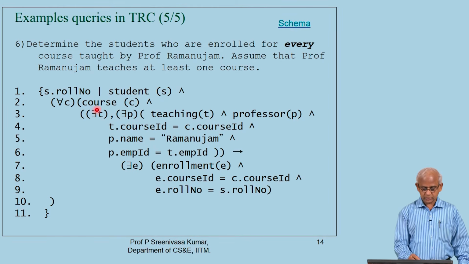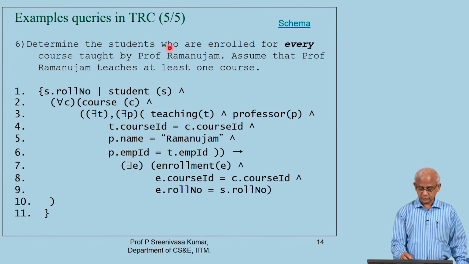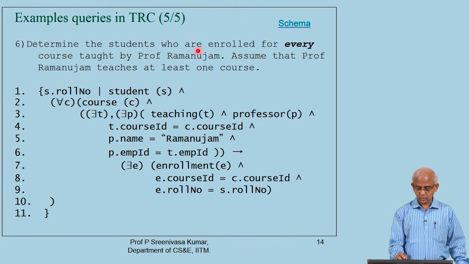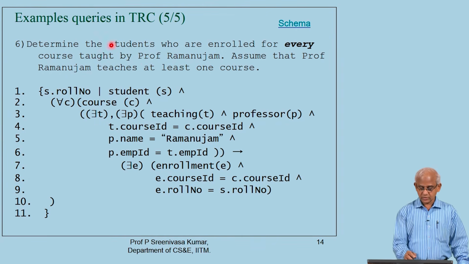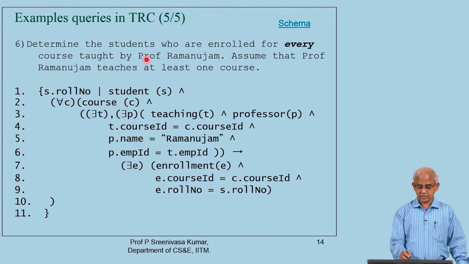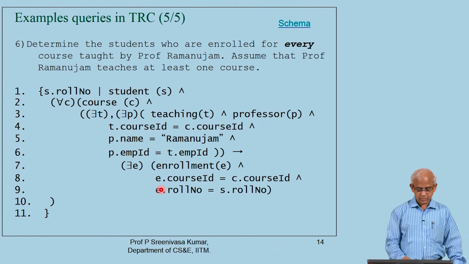So, that is how we can express this particular condition, that the students are enrolled for every course taught by Professor Ramanujam, by essentially rephrasing it as: the students that we are looking for are such that if there is a course that is taught by Professor Ramanujam, then the student has enrolled into that, and this holds for all courses. Okay. So, that is the explanation for this.